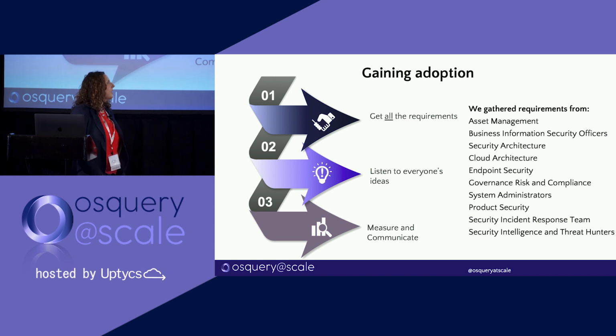So one of the key parts of the project was to gain adoption. And so we really wanted to get all the requirements. So we didn't want to just get the security requirements, but we wanted to get the application owners' requirements, the system admins' requirements, and really listen to everyone. And then, as we were talking to people, we really found out that things that were important to us, or we thought were important to us, weren't really important to them. So we used that feedback to create weights to our requirements to figure out what we really needed.